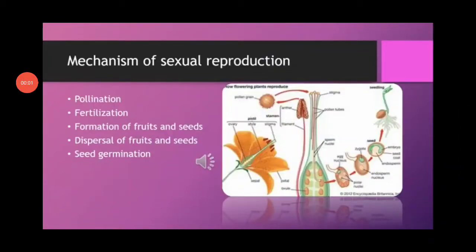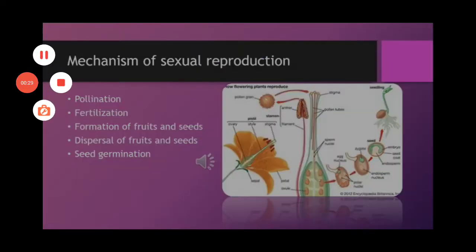So children, after completing types and functions of flower, our next topic of the chapter is mechanism of sexual reproduction in plants. Sexual reproduction in plants involves the following steps: pollination, fertilization, dispersal of fruits and seeds, seed germination and formation of fruits and seeds. So let's start with pollination.